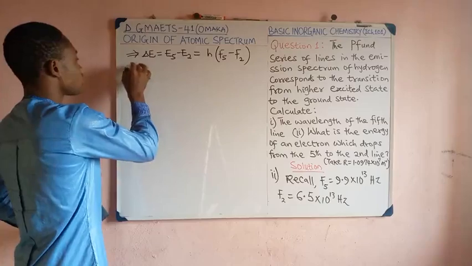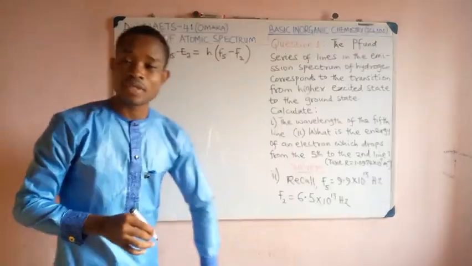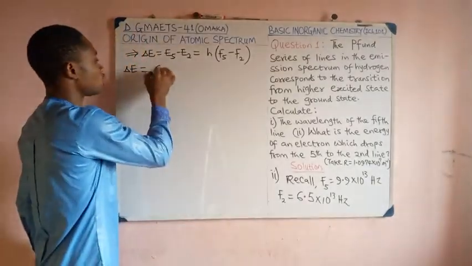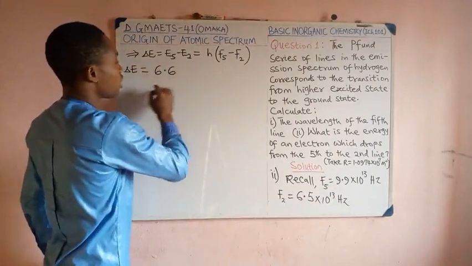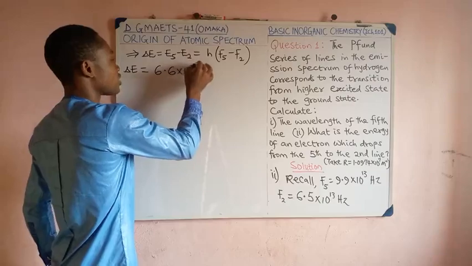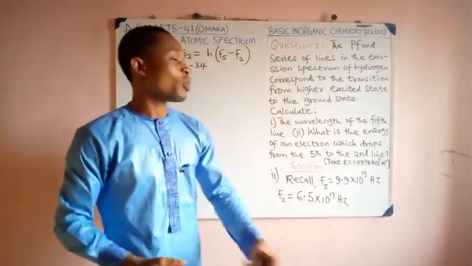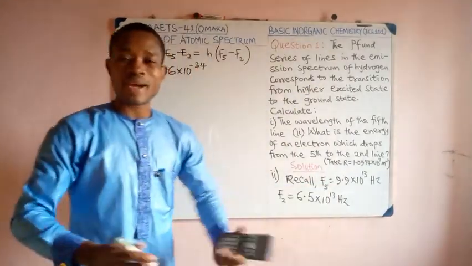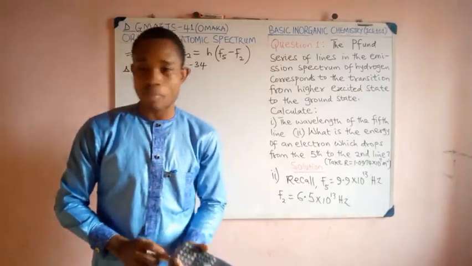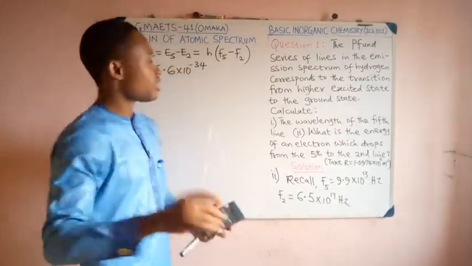Because we know Planck's constant, the value is 6.6 times 10 raised to the power minus 34 joule seconds. So we're going to fix that up, 6.6 times 10 raised to the power minus 34. Like I stated, normally these constants were meant to be given in the question: the Rydberg constant, the speed of light, Planck's constant. Is that okay? So have that in mind.